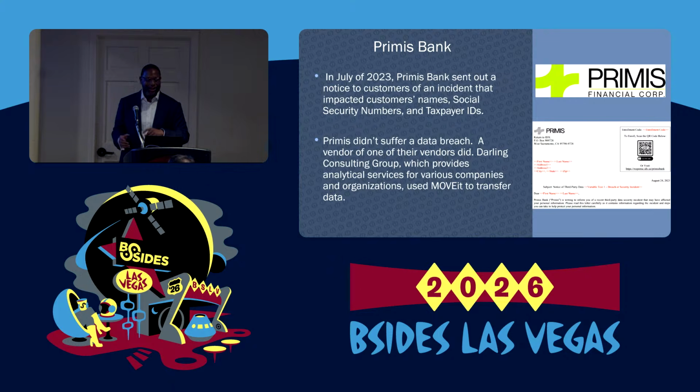So hopefully, learning from the example of Premise Bank, none of us here will have to go through what they went through. So let's talk about what happened to them in 2023. The bank sent out notices in July of 2023 about a data breach that impacted a number of their customers, their social security information, taxpayer IDs, but they actually didn't have a breach.